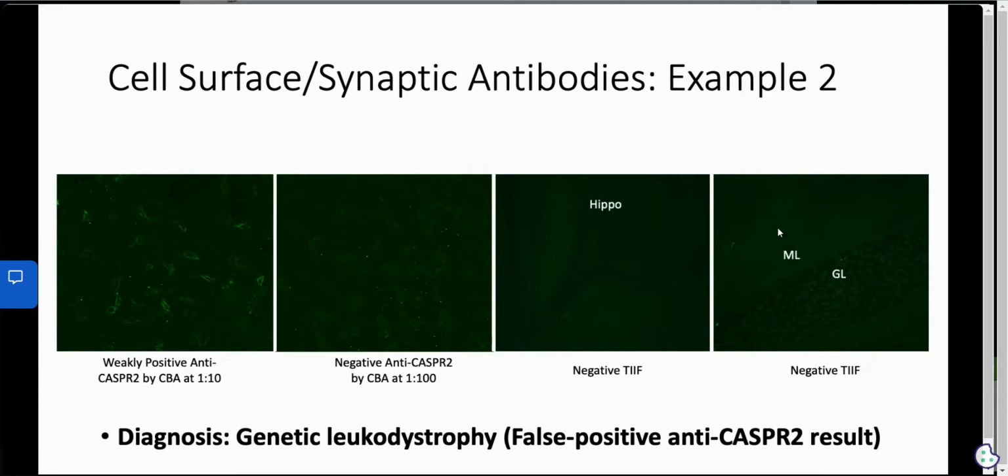And what you'll see on the far left there is weak positivity for anti-Caspr2 by cell-based assay at 1 in 10 dilution. When we retest his serum at 1 in 100 on the following panel there, there's no staining seen. So this is a negative serum cell-based assay for anti-Caspr2 at 1 in 100 dilution. And his brain tissue indirect immunofluorescence is also negative. So in this case, we have positivity by cell-based assay just at the 1 in 10 dilution, but not at the 1 in 100 dilution for this patient's serum. And only positivity by 1 assay is seen. And ultimately, the patient has a more likely diagnosis of genetic leukodystrophy. And this is an example of a false positive anti-Caspr2 result at the 1 in 10 dilution.